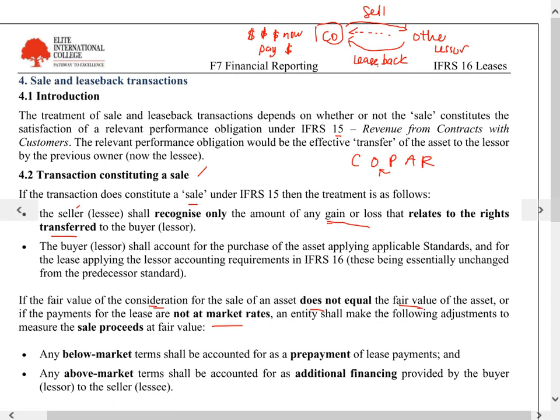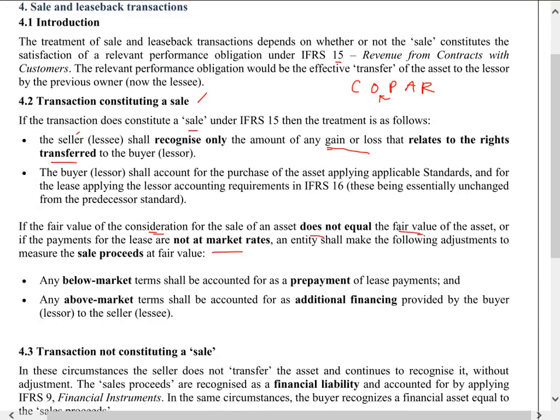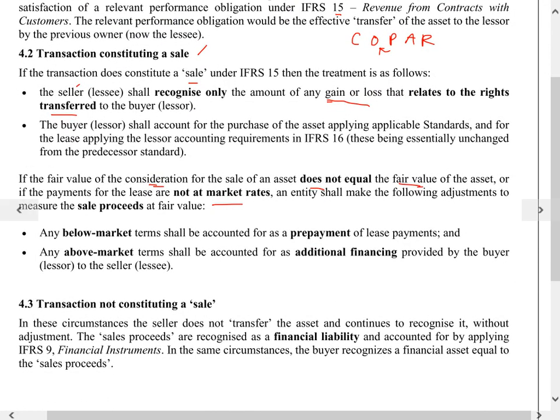But what happens is, because we're going to lease back, if I sell them expensive, when I lease back I'm going to pay a lot. If I sell them very, very cheap, it means I have to pay them less. So if I sell more or sell less, it will not be at market value. If it's at market value, no issue. If it does not equal fair value or market value, then we have to make some adjustment to the sales proceeds.